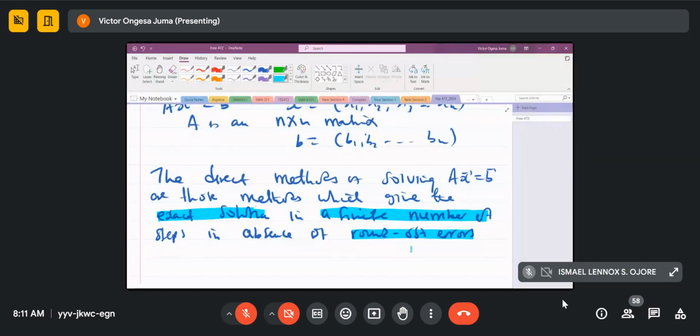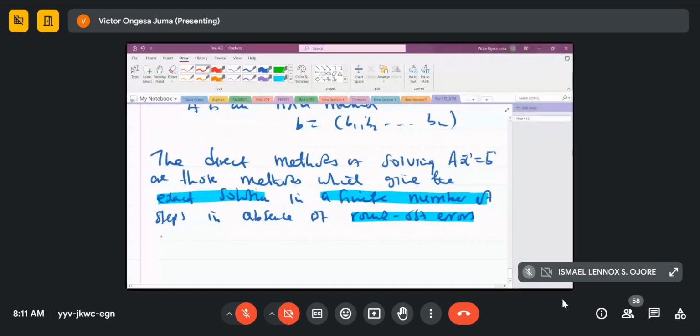And so what can somebody tell me are examples of the direct methods of solving systems of linear equations? Which direct methods have you dealt with that you know? Even from high school when you solved those simultaneous equations?